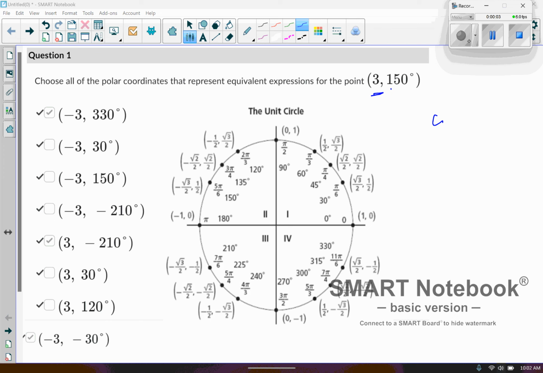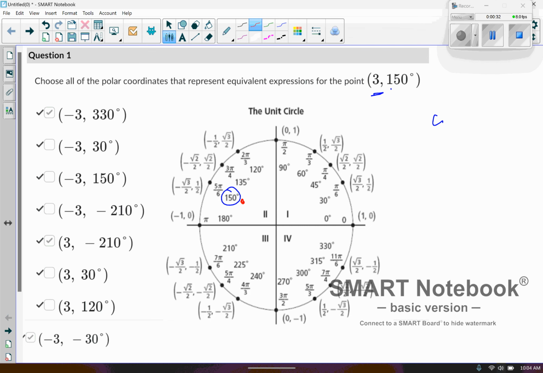Okay, so here they want us to find the points that are equivalent to what we have here, and so we're given (3, 150). So 150 is going to refer to the angle that's going to create. So here's where 150 is. So I go that direction 3 units. So one, two, three. Roughly, it's kind of arbitrary, but I'm just going to put it right here. So that's where this point ends up.